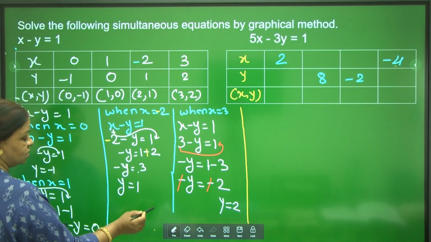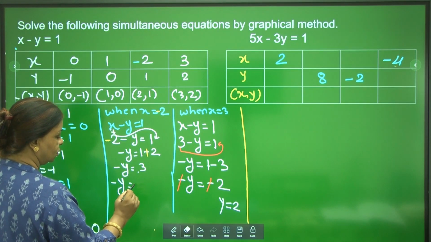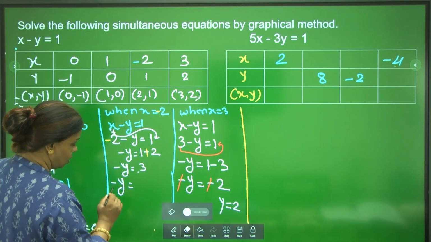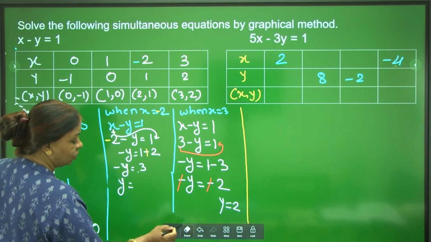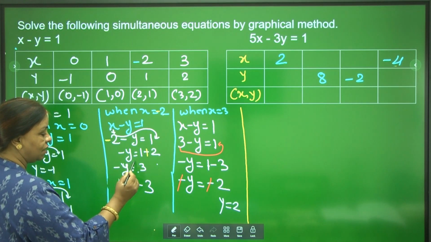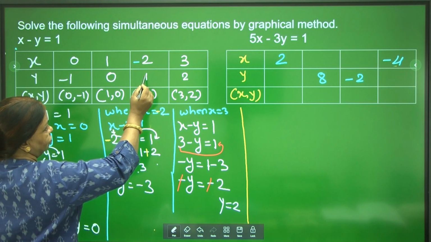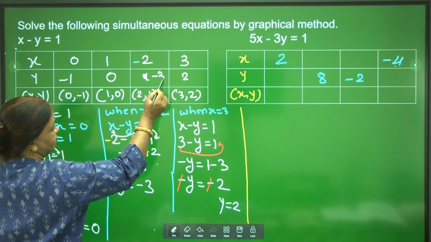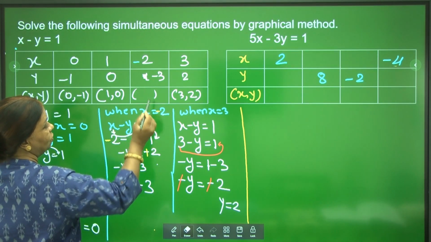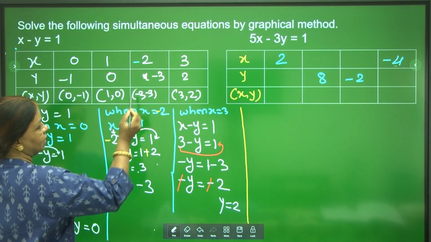Therefore minus y will be equal to 3, therefore y will be equal to minus 3. This minus sign will change, shift here. So y will be equal to minus 3. So instead of 1, we should have here minus 3. So your coordinate will be minus 2, comma minus 3.